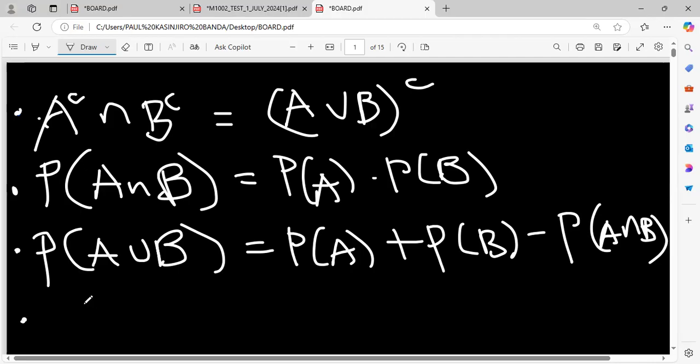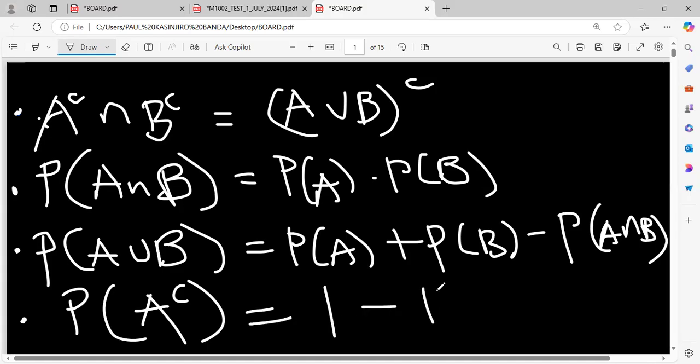And then the fourth thing that we have to know in order to prove that claim is the complement rule. The complement rule states that if you're finding the probability of the complement of any event, let's say the probability of A complement, this is the same as 1 minus the probability of the event A. So if you know the definition for independent events, the union of probabilities, and the complement rule, it will be very easy for you to prove that A complement and B complement are also independent events.